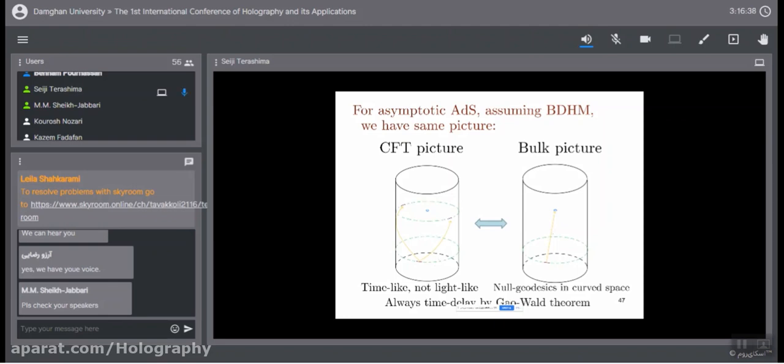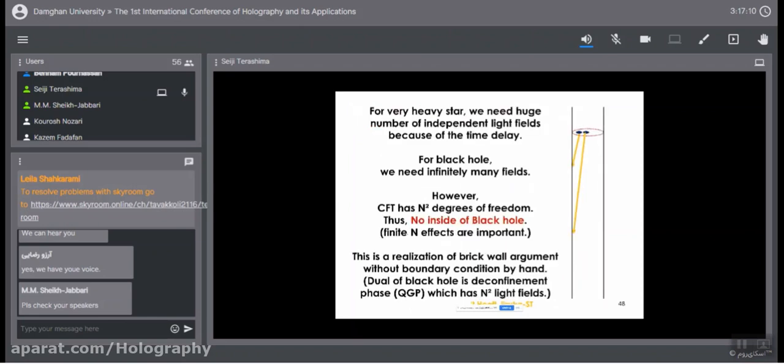Then in the bulk picture, we can consider null light rays or light-like wave packets, and they correspond to some time-like trajectory in the CFT. And this is consistent with the CFT picture. I will skip this. But finally, we can consider a heavy star or something like that. Then there is a time delay.